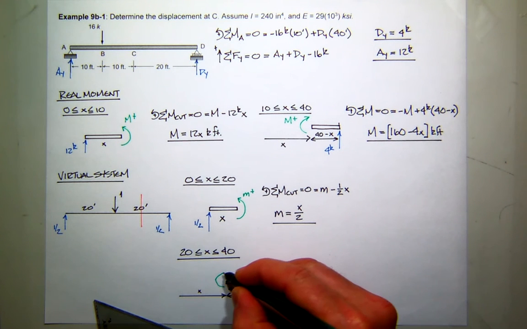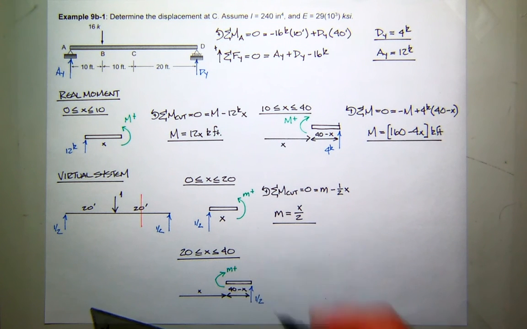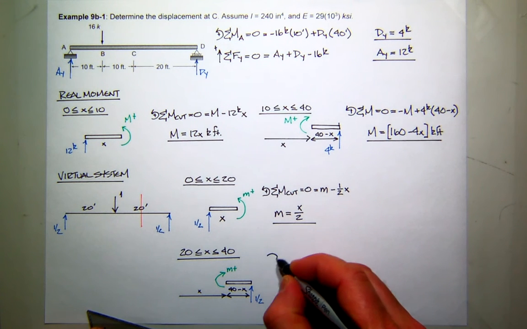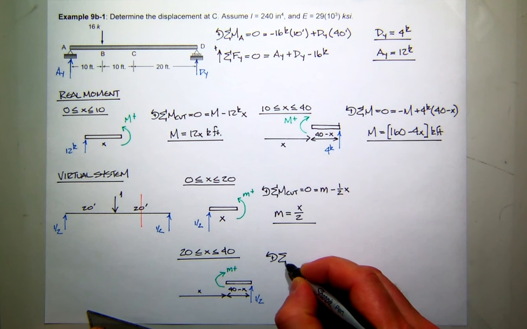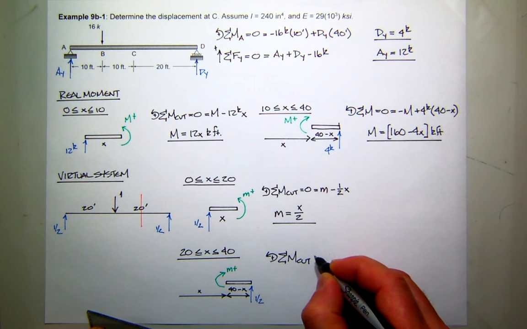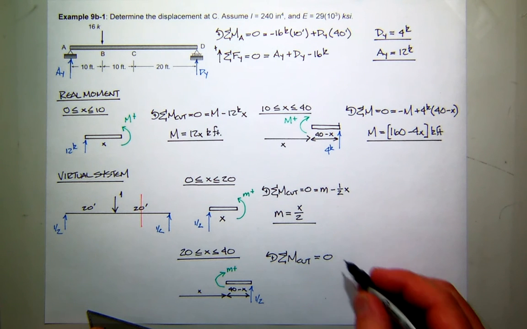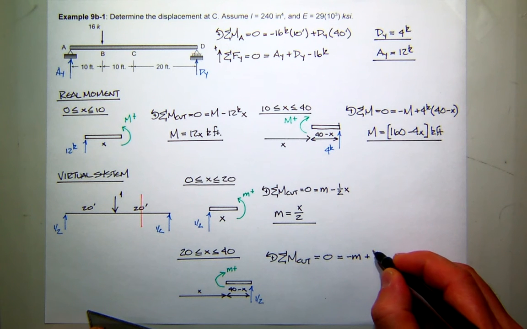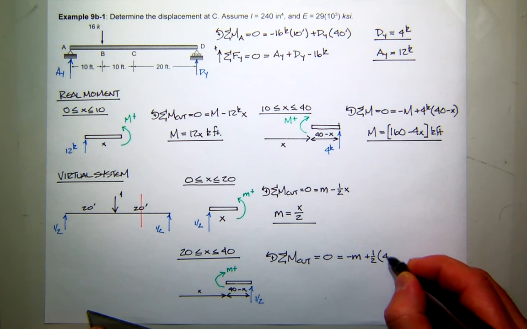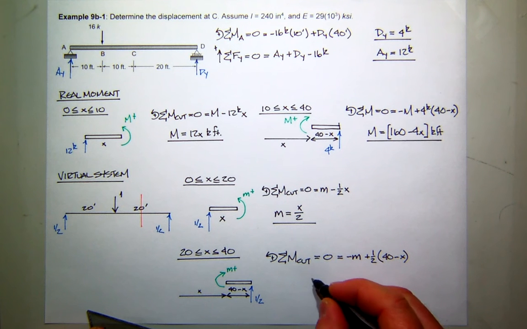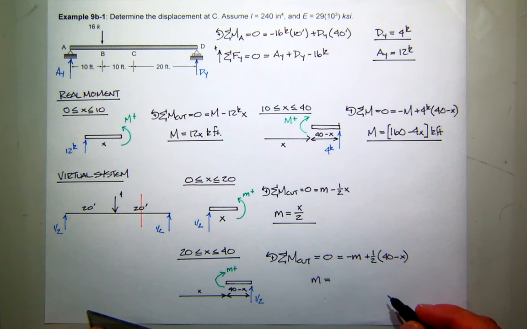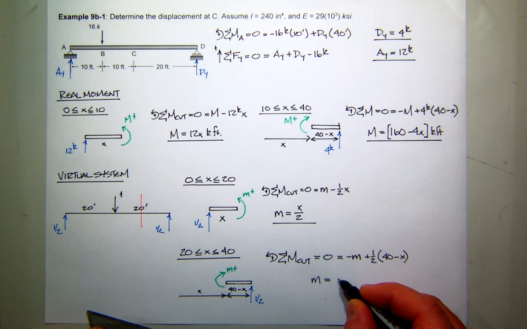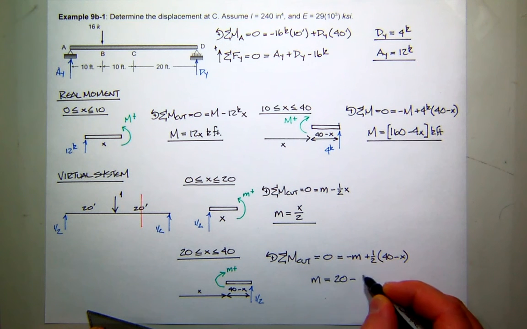And we have our internal virtual moment. So let's make sure that's in equilibrium. Again, I'll sum moments using the right-hand rule. That's my sign convention. So doing that, that moment would be negative with my sign convention. The 1/2 would be a positive moment with a moment arm of 40 minus x. So it looks like the virtual moment is, I guess I could run that through, it's going to be 20 minus x over 2.